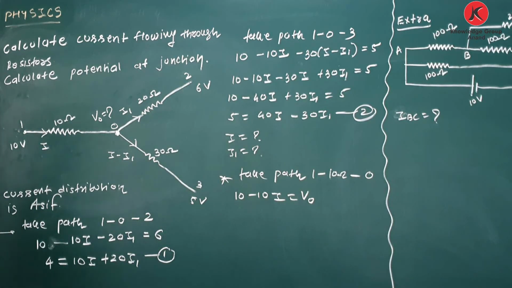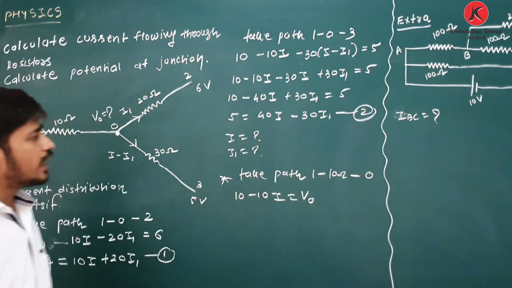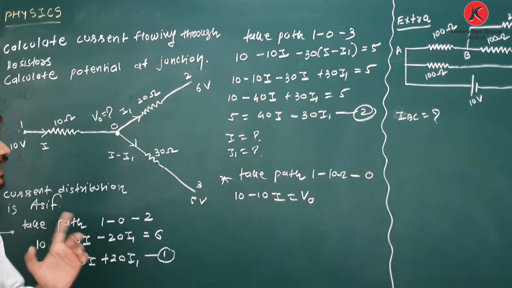Clear about this? You have to find the value of I and the value of I1. Okay, now next question.